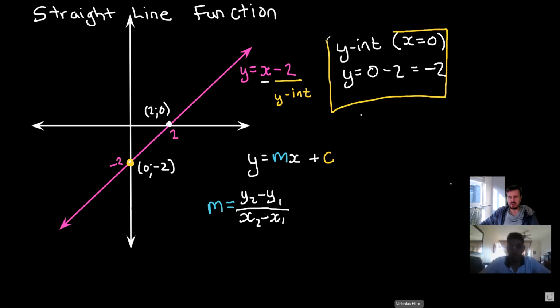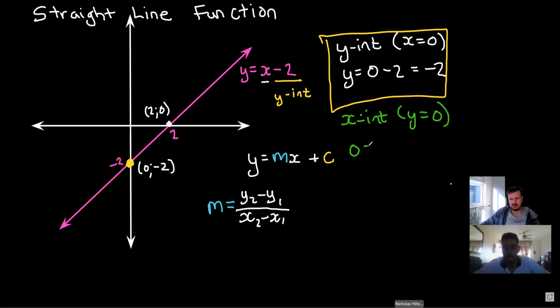So for the y-intercept, we just make x equal 0. Okay, now if I wanted to get the x-intercept, I make y 0. And so then I get 0 equals x minus 2. And it always ends up going to the other side, because when the 2 goes across, it becomes positive 2. So that's your x-intercept and your y-intercept, in yellow and green.